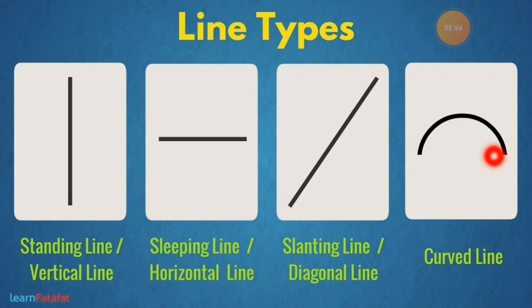Now the next line, see this. You can call it the half circle also, but this line is called the curved line. Which line is it? This is the curved line. This is the name of this line, and there is no other name given for this line. There is only one name for this line: the curved line.